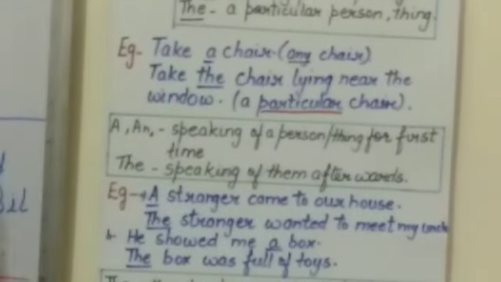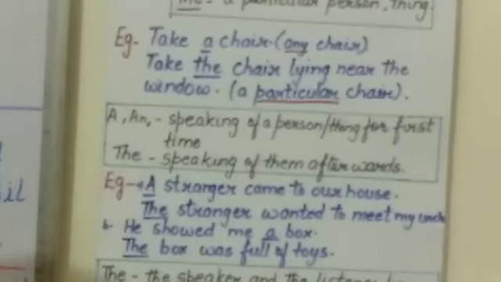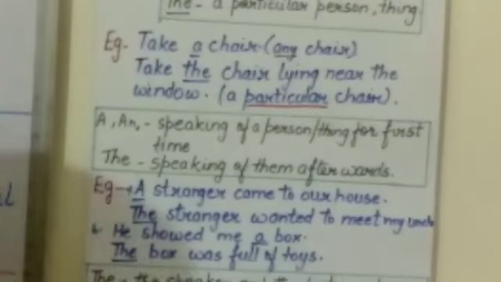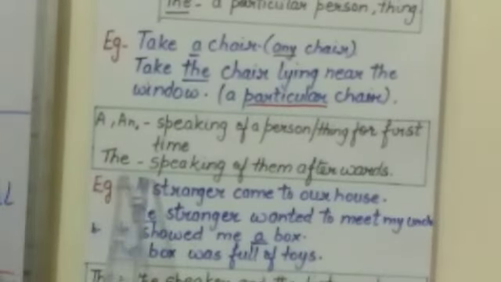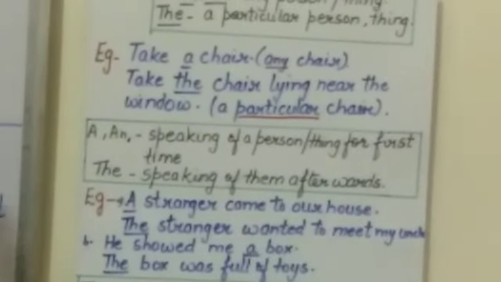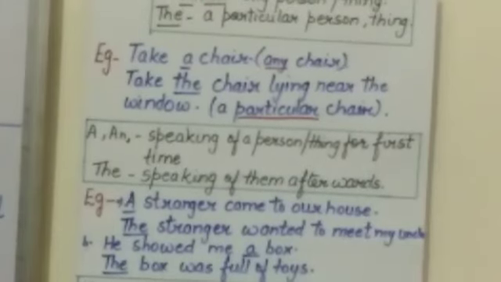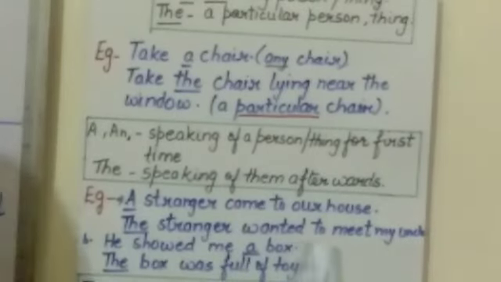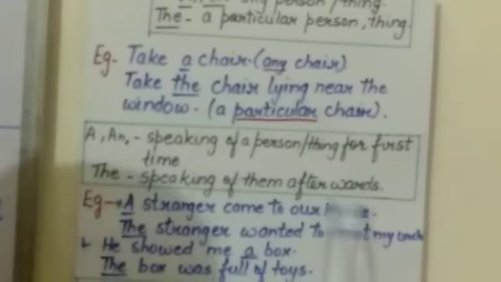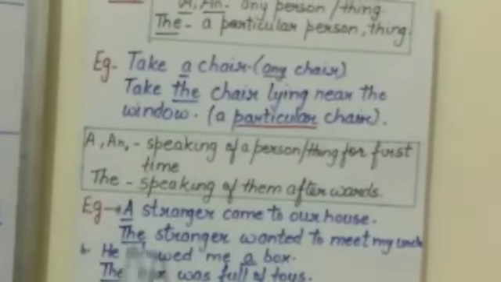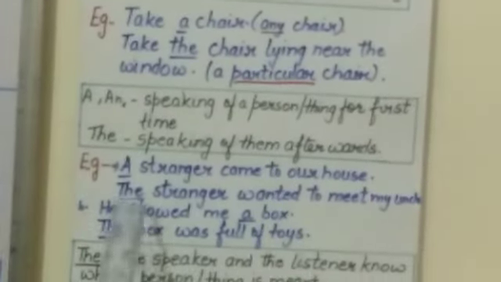or thing for the first time. When you are talking about a person or thing for the first time, then you use a or an. But when you are talking about them afterwards, then you use the. How? Let's see one example. A stranger came to our house. Now that's a stranger. I don't know who he is. The stranger wanted to meet my uncle. In the first line, because we were talking about the stranger for the first time, that is why a stranger. In the second line, because now it's repeated, that is why the stranger.